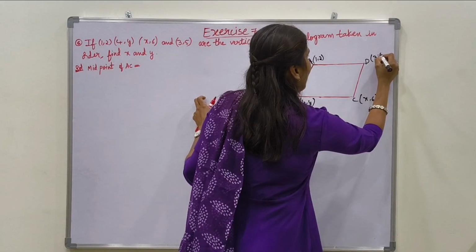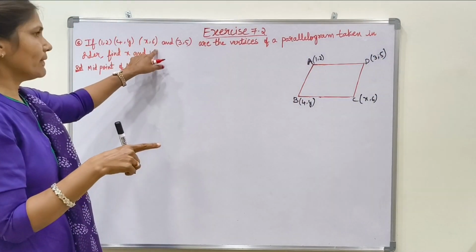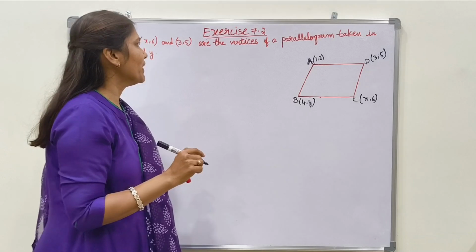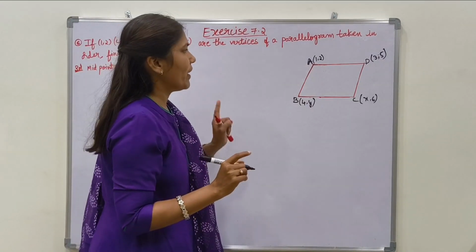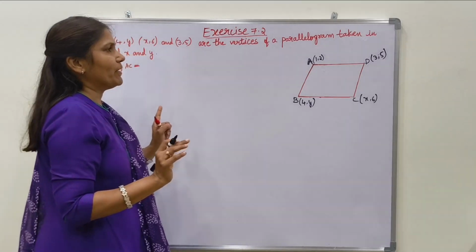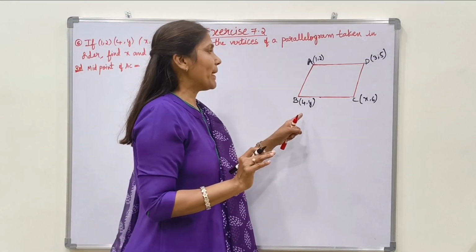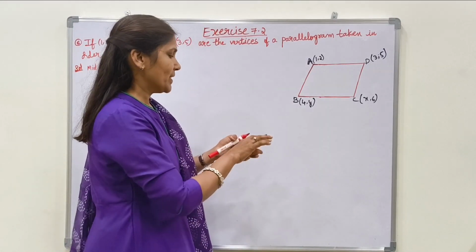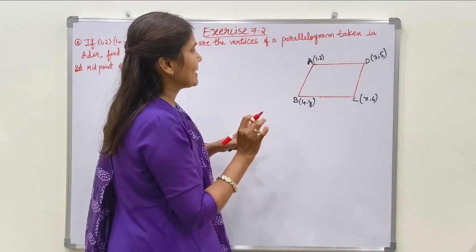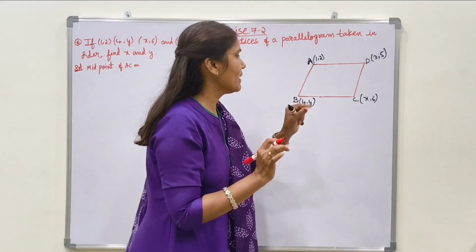We will take them in order. A means (1, 2), second one (4, y), third one (x, 6), fourth one (3, 5). Now we have to find the x, y values. What is the chance here? In a parallelogram, diagonals bisect each other. Here x is there, and here y is there.